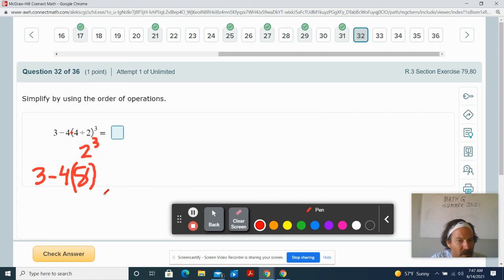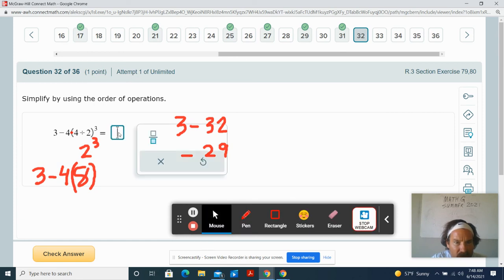Okay. So now we got to be careful not to subtract 3 minus 4 because that would be doing subtraction before multiplication. We need to multiply before we subtract. So we have to do this 4 times 8. If you want to think of it as negative 4 times 8, you can. 4 times 8 is 32. So it's going to be 3 minus 32. Well, 3 minus 32 is a negative number, and that's going to be negative 29. That goes right here. Negative 29.